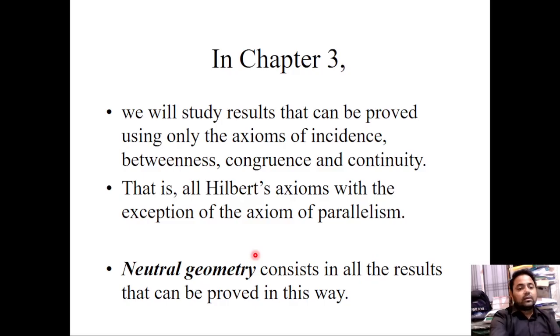We will study results that can be proved usually using only the axioms of incidence, betweenness, congruence and continuity, that is, all of Hilbert's axioms with the exception of the axiom of parallelism. Neutral geometry consists of all the results that can be proved in this way.